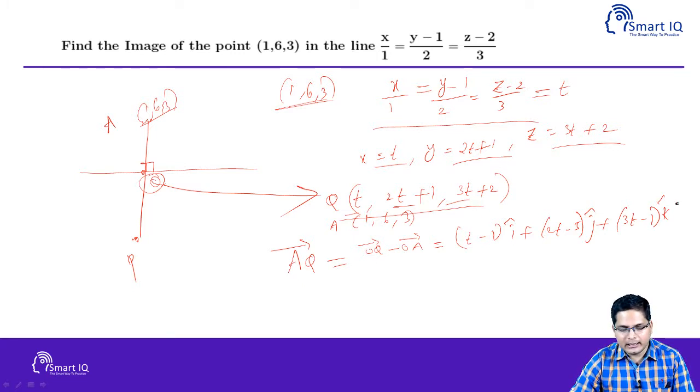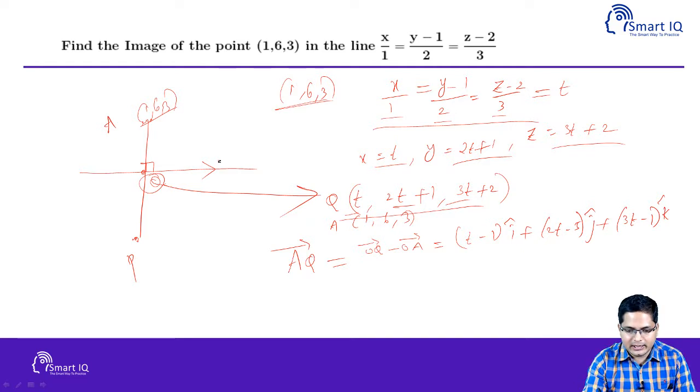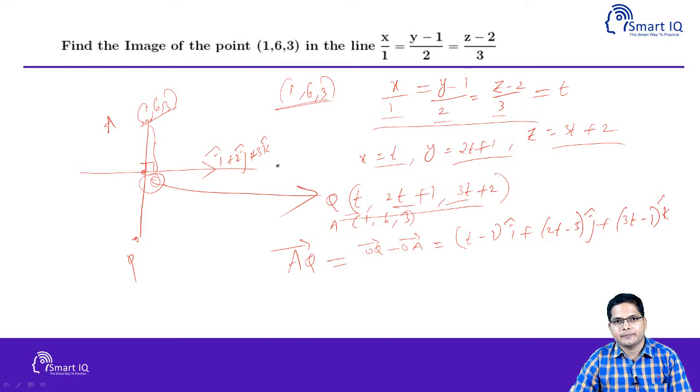This vector AQ, from the diagram, is perpendicular to what? The line. But every line will have what? Direction. Now what is the direction of the line? The denominators come into the picture now. So the direction of the line is i cap plus 2 j cap plus 3 k cap. This is the direction vector of the line. Now this AQ vector is perpendicular to this. What do you mean by two vectors being perpendicular? Their dot product is 0, because cos theta is 0, cos 90 is 0.